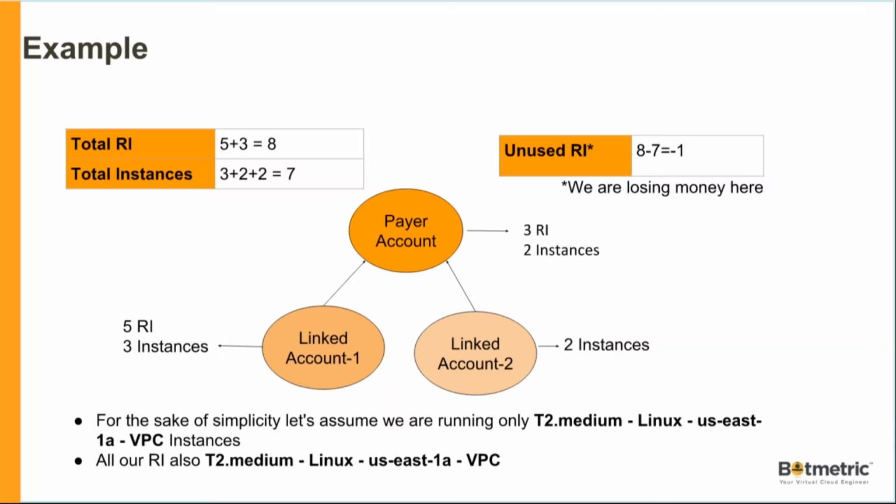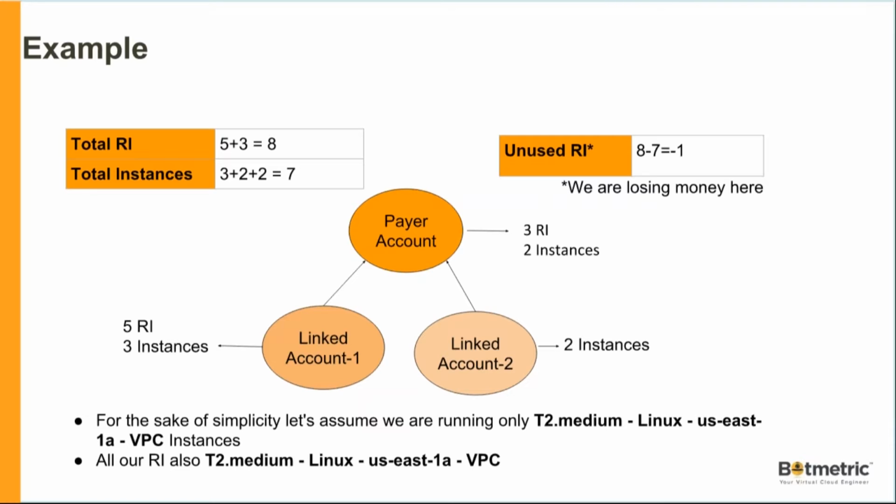I will take a small example. If you see on the screen, we have 3 accounts in total. One is the payer account, which has 3 RIs. Before that, I want to mention a small thing. Let's say for simplicity, all our machines running across all our accounts are T2 medium, Linux, US East 1A, and all are in VPC. And whatever RIs are mentioned on the screen are also all T2 medium, Linux, US East 1A and VPC.